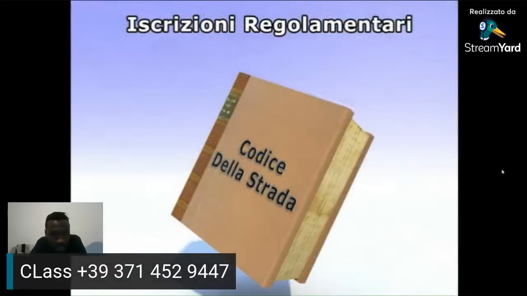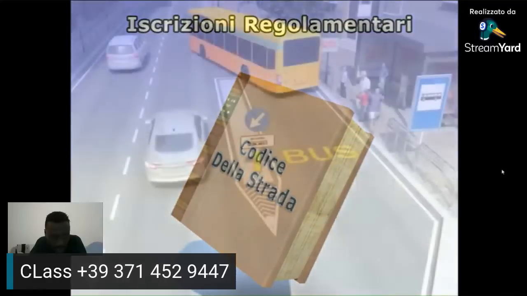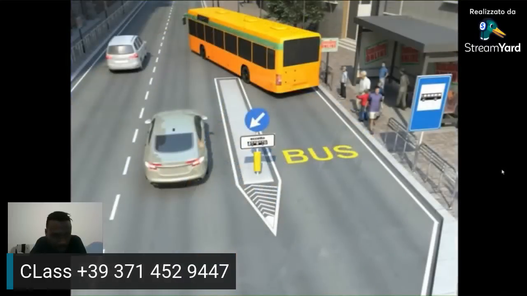Iscrizioni regolamentari, which is ordinary laws concerning the Segnaletica Orizzontale, how we have to comport ourselves on the Segnaletica Orizzontale. So let's check them out. So when we see the written word bus, meaning this is the lane for bus, okay?